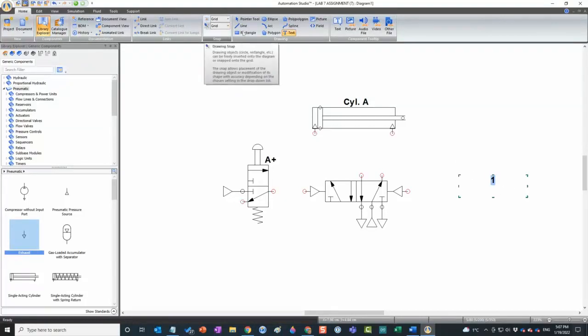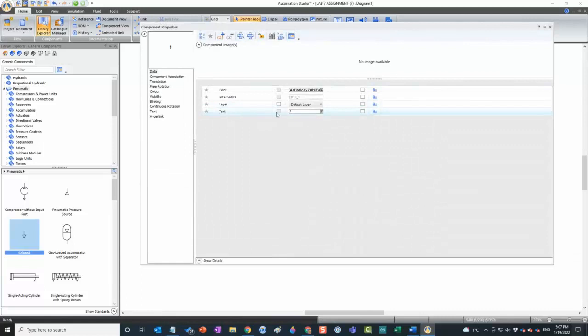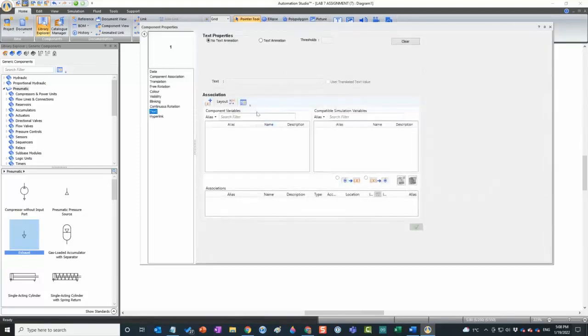Now I'm going to take this font and make it smaller. I've got a couple different options for that. One is I can click on this, go to component properties, and then say text, go to font, and click on my font. Wait a second. Composition, rotation, color, visibility, text. There we go.